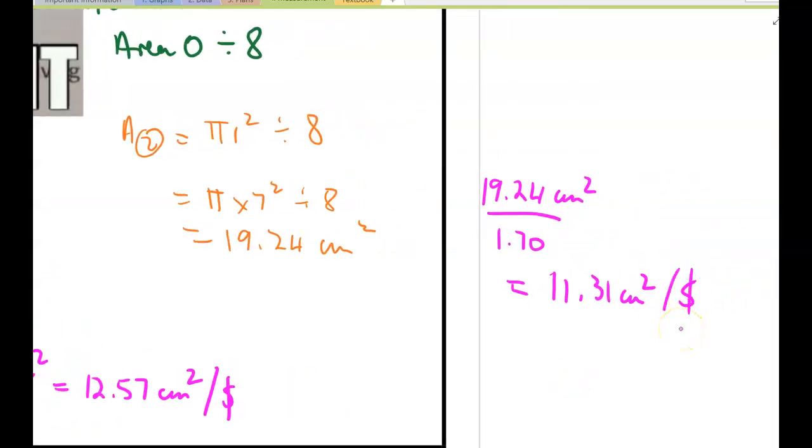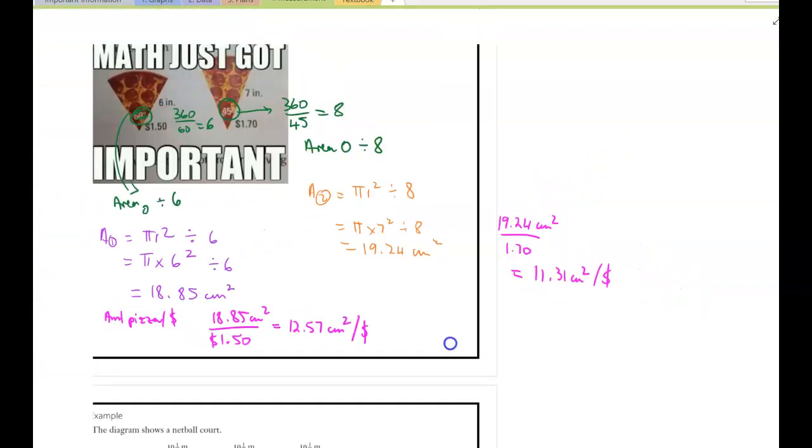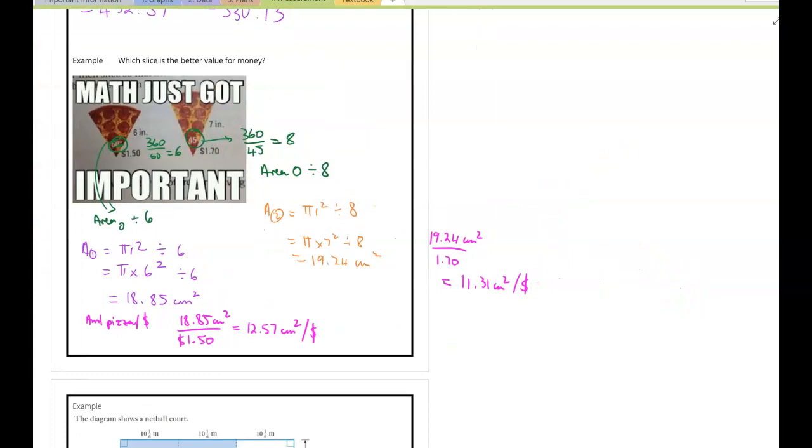And so which one is the better buy? Which one gives us more pizza for our dollar? First or second? This one is 12.57 centimetres squared. That's 11.31. Which one's the bigger one? The first one, yeah. So that one there is the better buy. Better value for money.